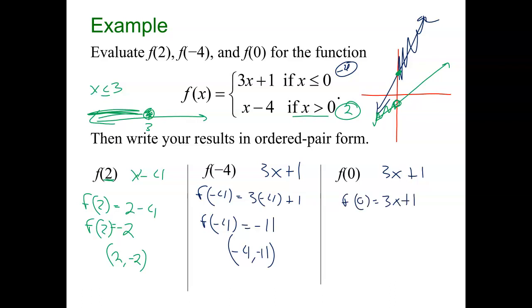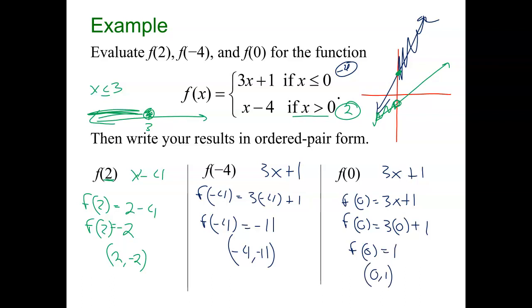What is f of 0? 3 times 0, there we go. Let's actually put that in there. What does that evaluate to? f of 0 equals, okay? So f of 0 equals 1, which means I have the ordered pair 0, 1.